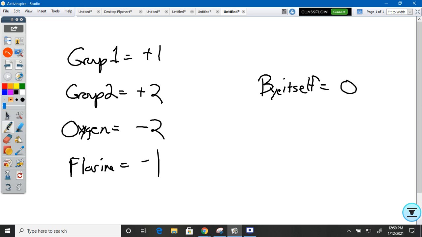Group 1's +1, that includes hydrogen. Group 2 +2, oxygen -2, fluorine -1. By itself, 0. Okay, so you're going to use those rules to figure out the numbers, the little charges. All right? Okay.